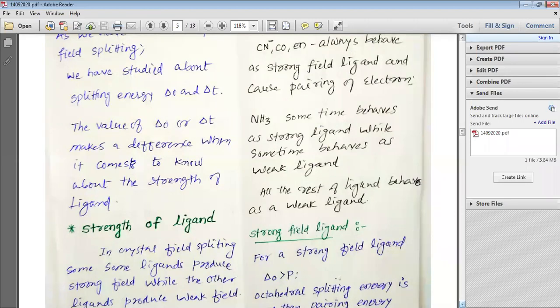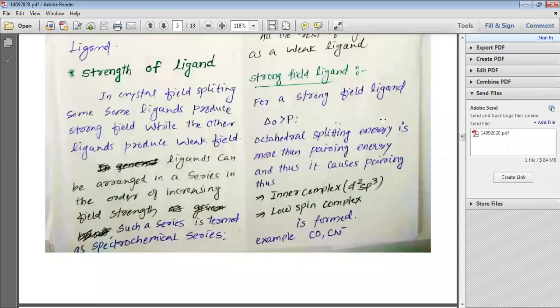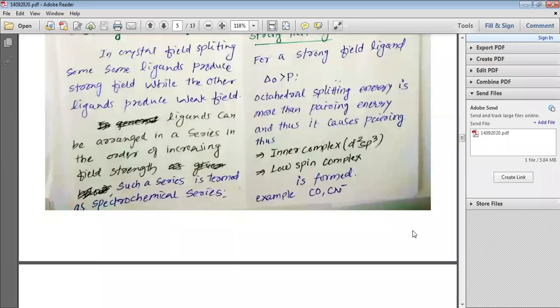All the rest of the ligands behave as weak ligands in most of the cases. Now let us understand the strong field ligand. For a strong field ligand, the octahedral splitting energy is more than the pairing energy. When this happens, we get the inner complex with D2sp3 hybridization. At the same time, we get the low spin complex. Examples of strong field ligands are CO and CN minus.